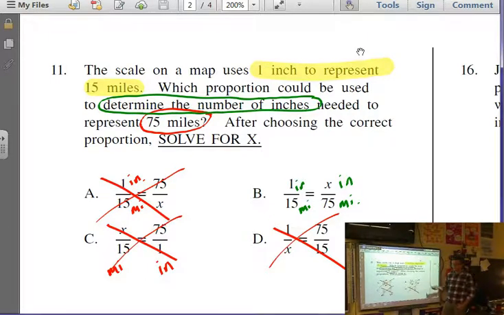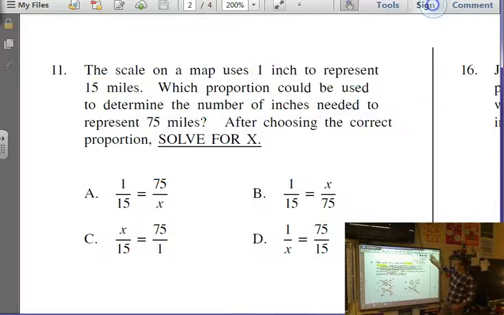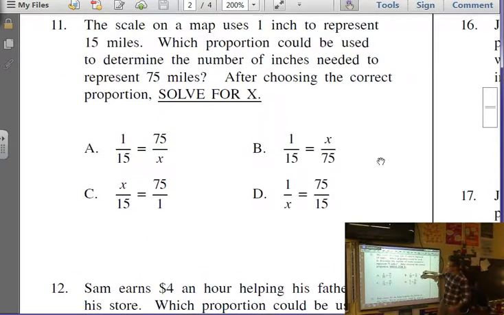Thank you. Over my known amount of miles of 75. So this works. Now we have to solve for it. So I'm going to clear all this ink now that we know that B is our right choice.